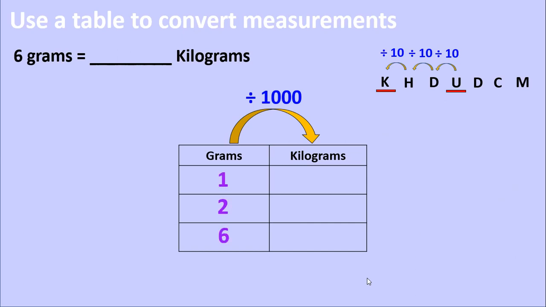1 gram divided by 1,000 is 1,000th kilogram. 2 grams divided by 1,000 is 2,000th kilograms. And 6 grams divided by 1,000 is 6,000th kilograms. So 6 grams equals 6,000th kilograms.